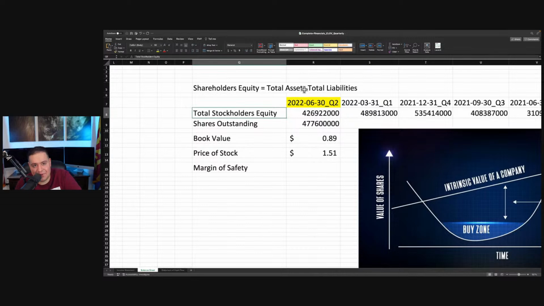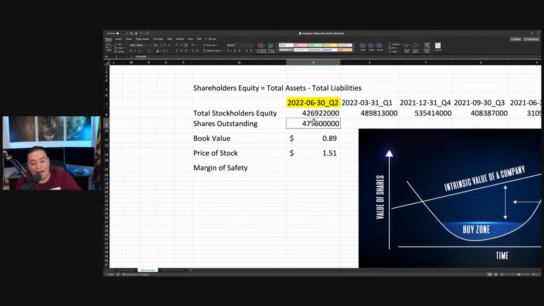Now you may be asking yourself, Al, what is stockholders' equity? No worries. I put the equation here. It's total liabilities subtracted from total assets. Assets is what they have. Liabilities are what they owe. And then you get this number, which is the total stockholders' equity. That's how much we own. That's our equity in this company, in terms of what the total of it is.